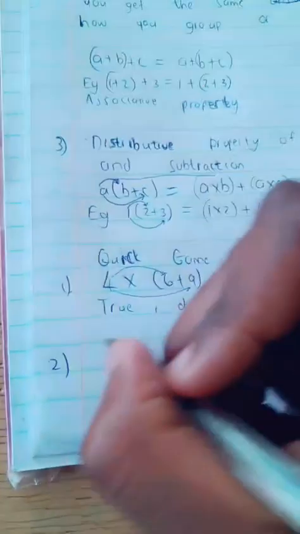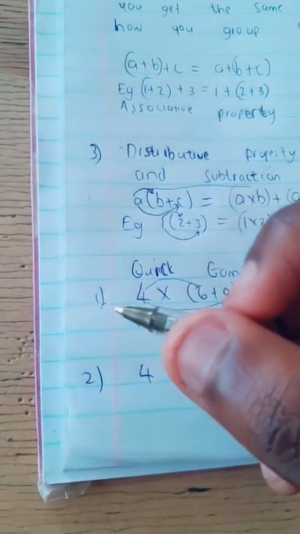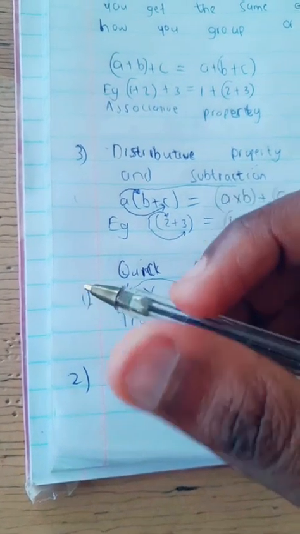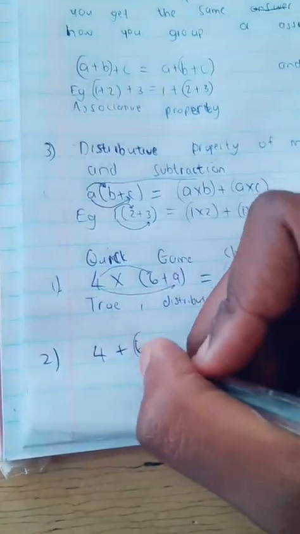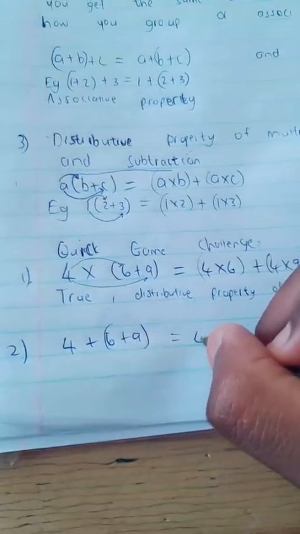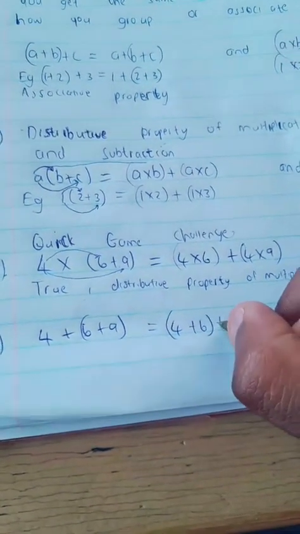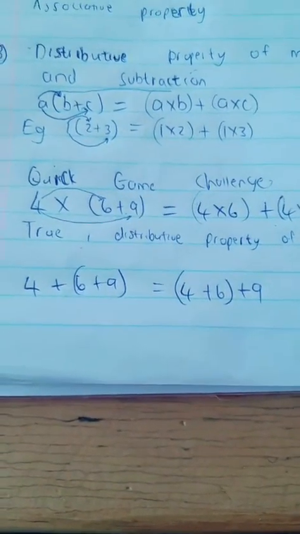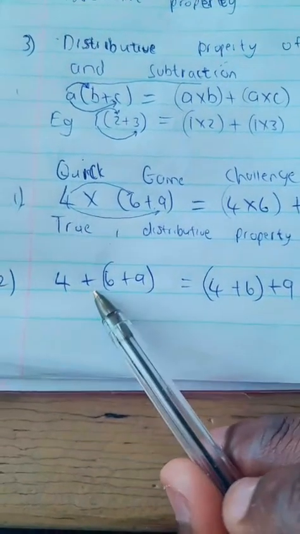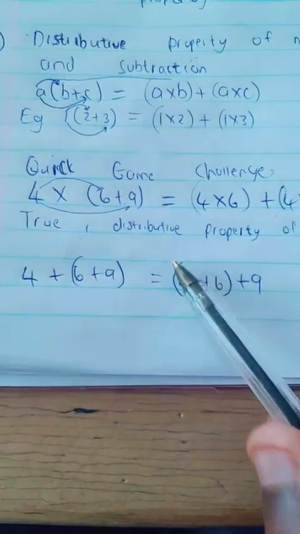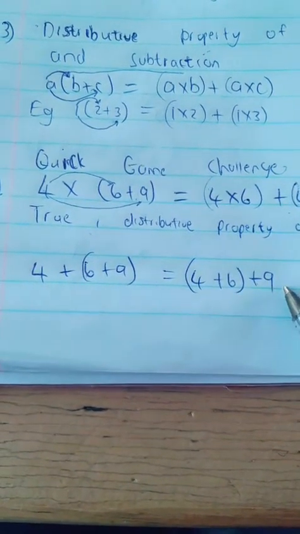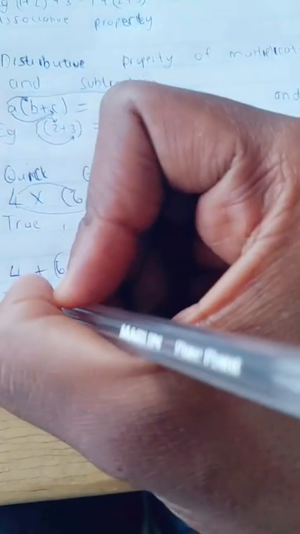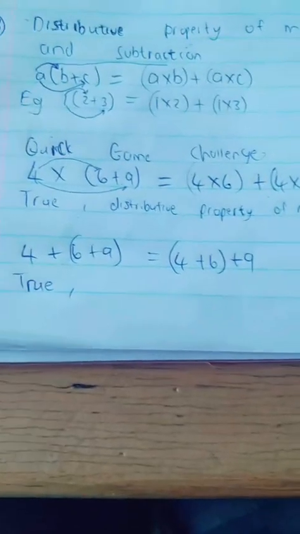Okay, let's look at another example. I want you to tell me if this is true. 4 plus brackets 6 plus 9 is equal to 4 plus 6 plus 9. True or false, and which property has been applied? Okay, so I can see people are saying true. That's true. I agree with you, it is true. What property has been applied?